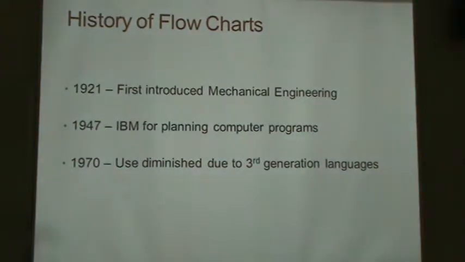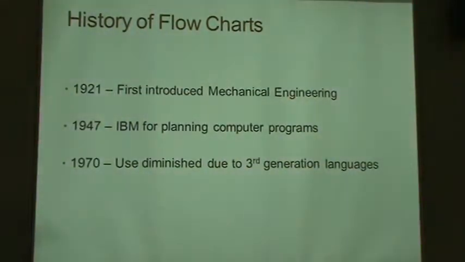The history of flow charting, it actually came out in like 1921. Mechanical engineers used to use it back then. Then in 1947, computers started being manufactured by IBM. IBM started formalizing these symbols. And then by 1970, the use of these things started going away because programming languages, other than like BASIC, kind of built the flow into the code. You would read the code and tell the flow of it.